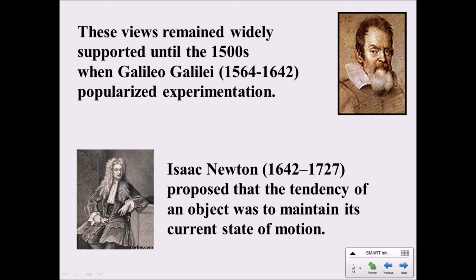And so Aristotle's views remained widely supported until the 1500s, when Galileo Galilei popularized experimentation. He started looking at the motion of objects, and he started really doing controlled experiments, things where you would look at the effects of changing a situation and how that change affected things, and trying to then predict other things.